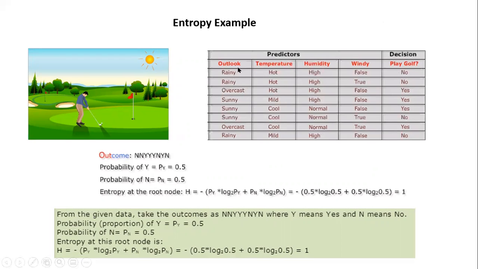So Outlook can have three values: rainy, overcast, sunny. Temperature has three values, so all of them are categorical variables, right? There is no particular number. You can also have a number, but in our example, they are all categorical. So they are hot, mild, cold. Humidity can be high or normal, just two values. And windy is false or true, just two values, right? Whether we are playing or not. So let's talk about, what is the probability of playing golf, right? So probability of yes.